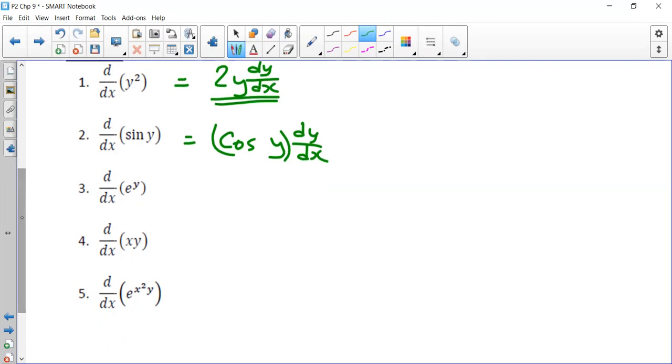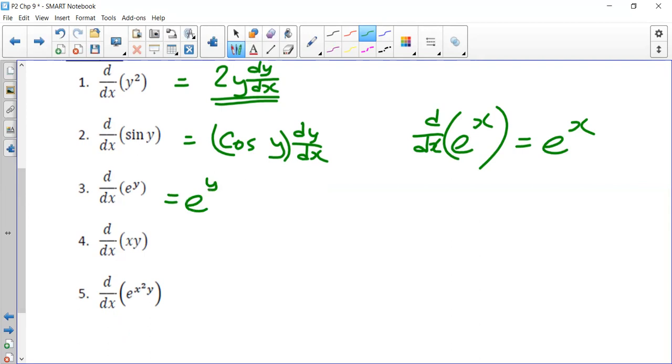Okay, next one. What about e to the power of y to differentiate? Ignore the y for a moment. Tell me, what's the derivative of e to the power of x? It's just e to the power of x, isn't it? So if I want to differentiate e to the power of y, it's just e to the power of y, but times dy by dx. A slap of dy by dx.